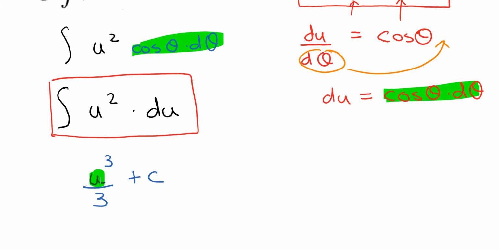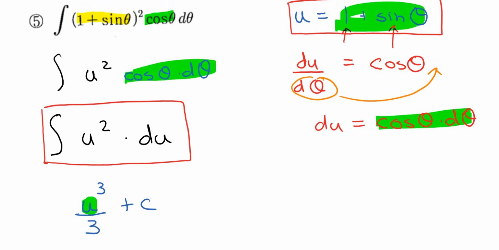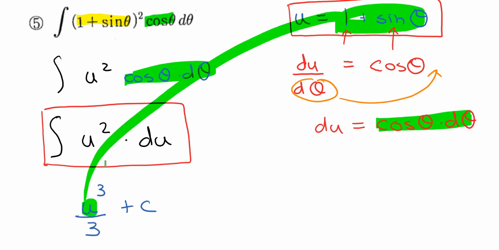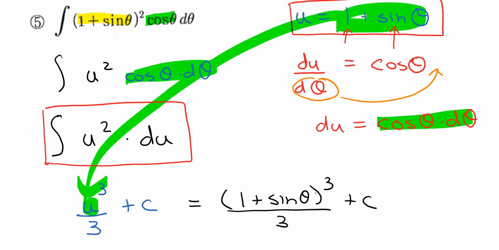Then ask yourself, what is the value of u? Well, the value of u was 1 plus sine theta. So let's go ahead and plug that back in there. So I get bracket 1 plus sine theta cubed divided by 3 plus c. And that's my final answer for that question. Okay, let's move on to a few more.